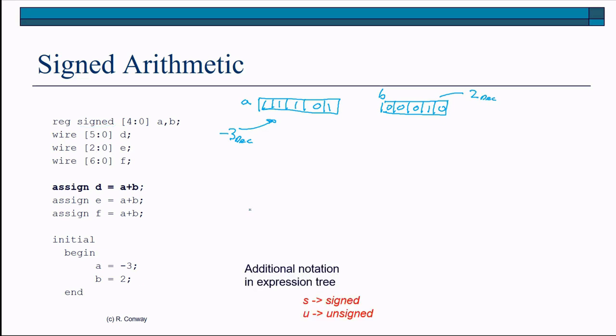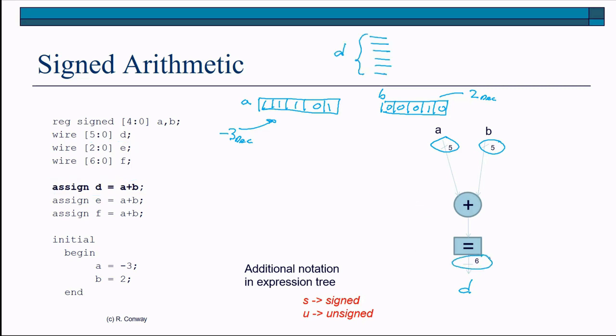Now that we're dealing with both signed and unsigned signals, we have to distinguish between them in our expression tree. So in the case where we've got both signed and unsigned, we're going to use S to indicate signed and U to indicate unsigned. For our first example, we'll take this assignment and look at the expression tree for it. Our first step is to identify the sizes for the quantities in the expression. So we've got 5 for A and 5 for B, and the left hand side of the assignment, in this case D, is of size 6. You can see D is a 6-bit vector of type wire.